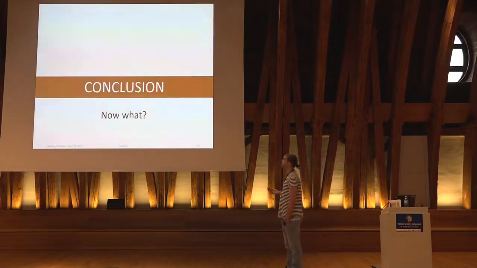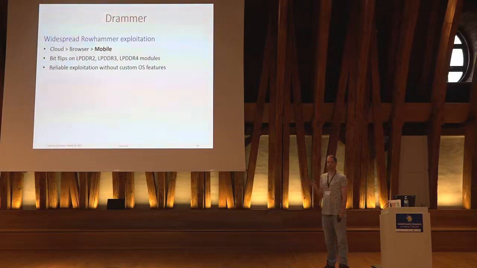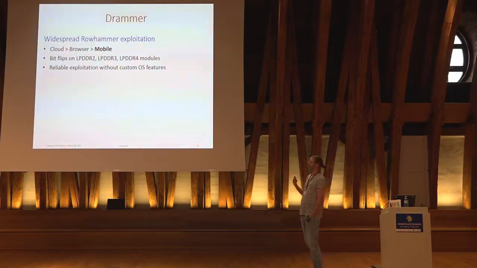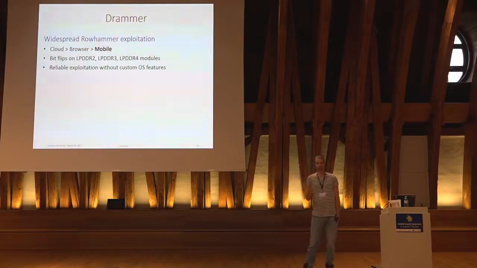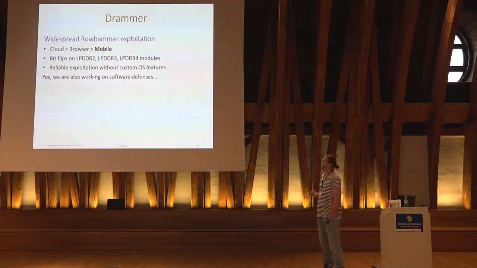So in conclusion, now what? With Drammer, we've shown that we can do widespread Rowhammer exploitation. That's actually a thing. You can use Rowhammer to break your cloud, the browser, and the mobile. And bit flips have been reported on all kinds of DRAM modules, even the ones that you can get now. Drammer gives you reliable exploitation without relying on custom memory management features like deduplication. So it's really hard to stop these kinds of attacks.